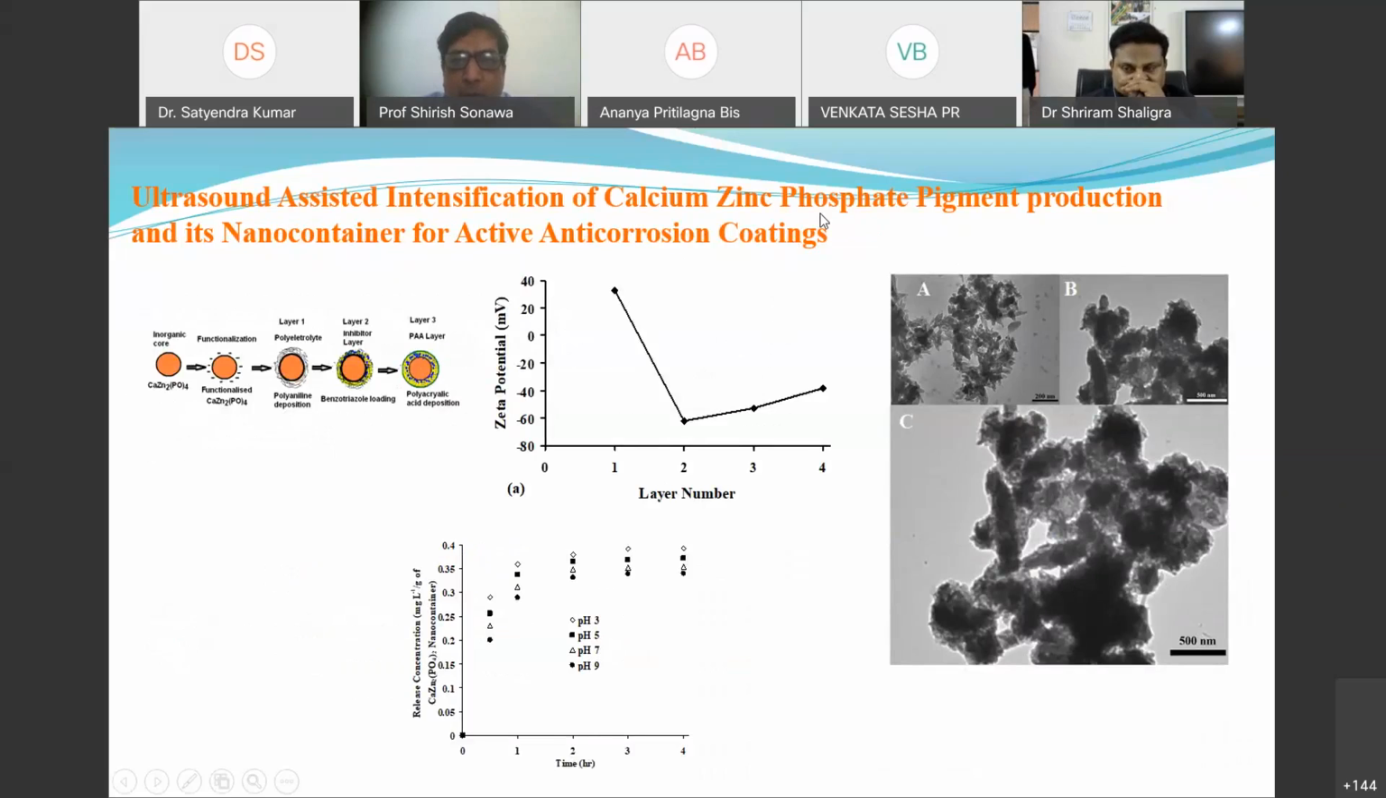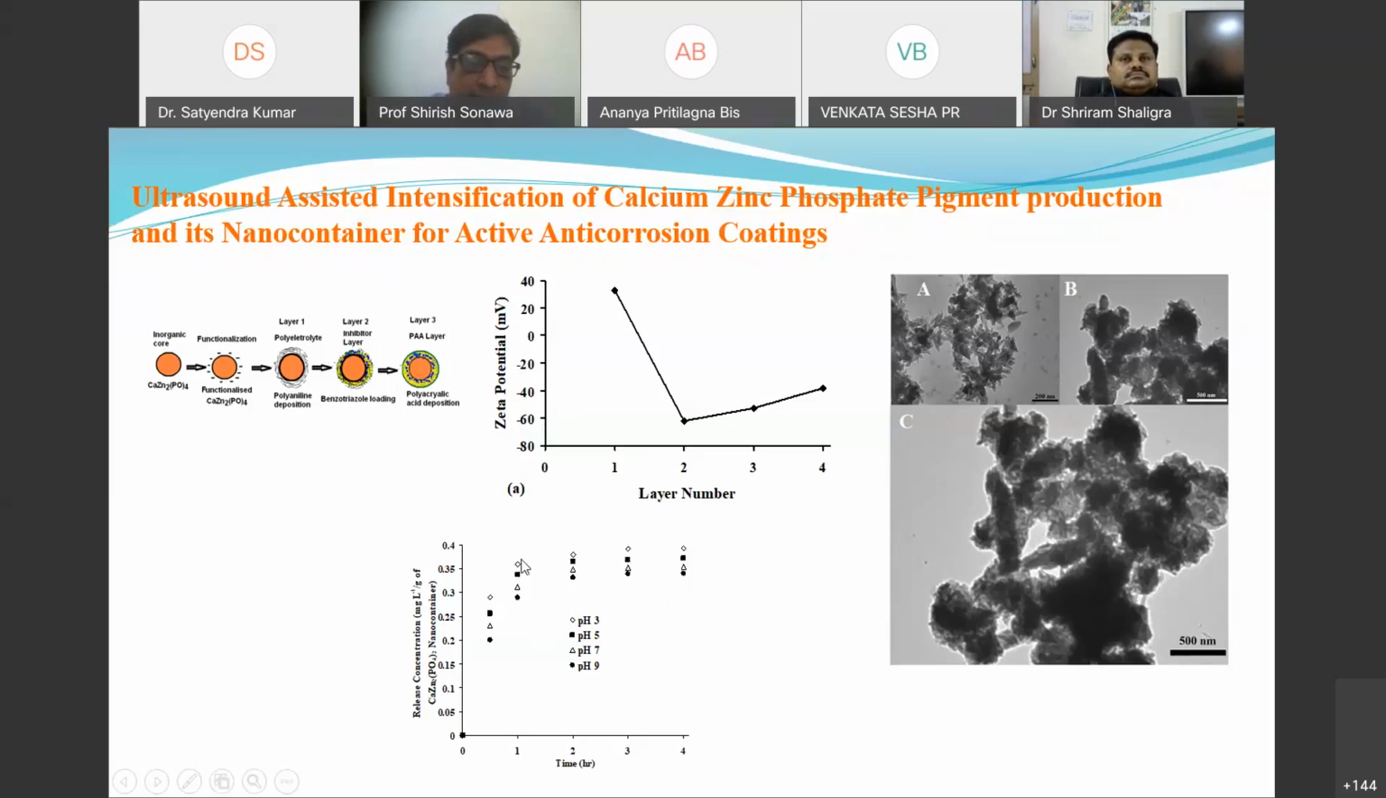So calcium zinc phosphate is the one pigment generally utilized for anti-corrosive treatment. So in that one we can utilize a benzotriazole, for example. This is an anti-corrosive agent, and then we can add it layer by layer assembly onto this material, and we can have this release rate which is consistent for longer hours.